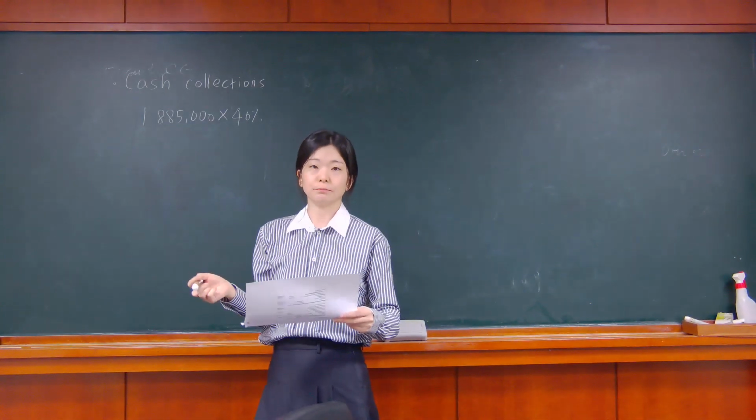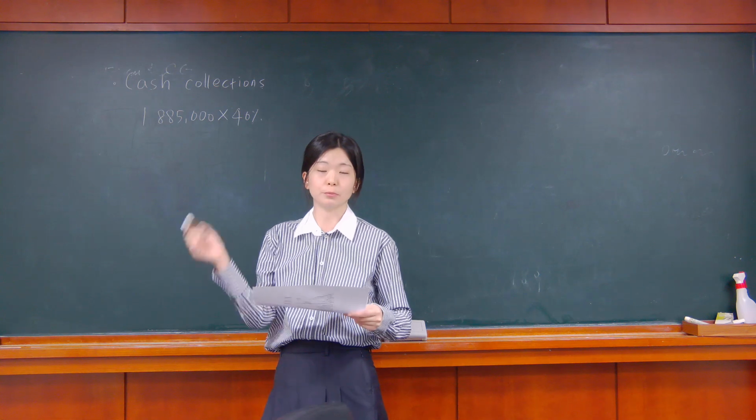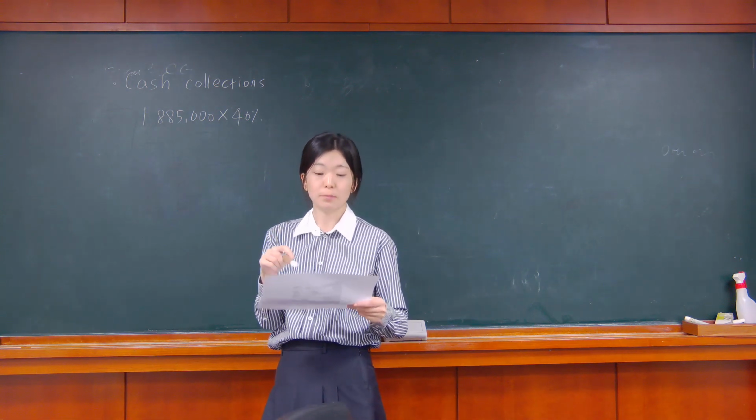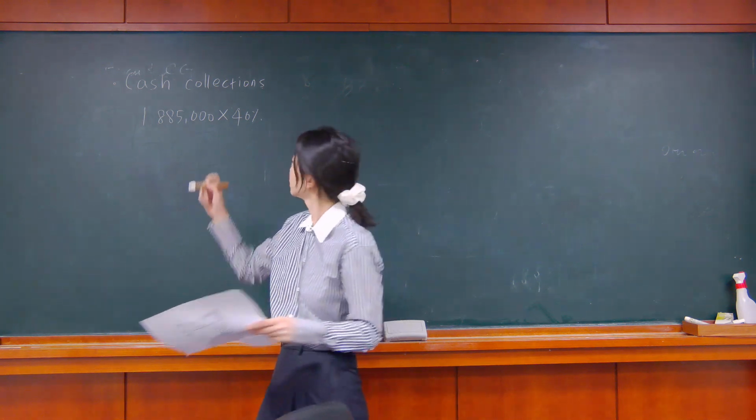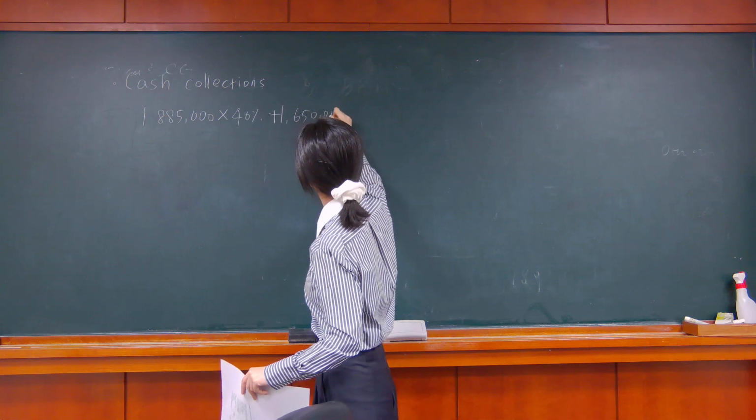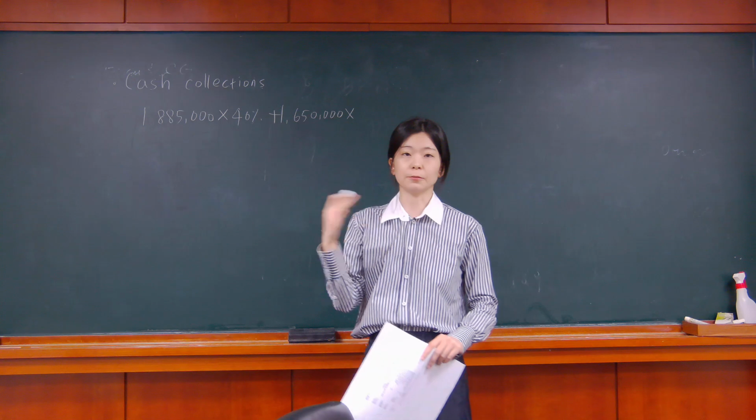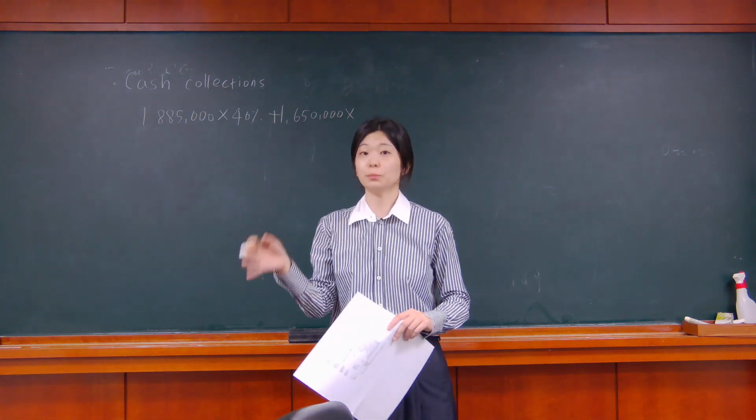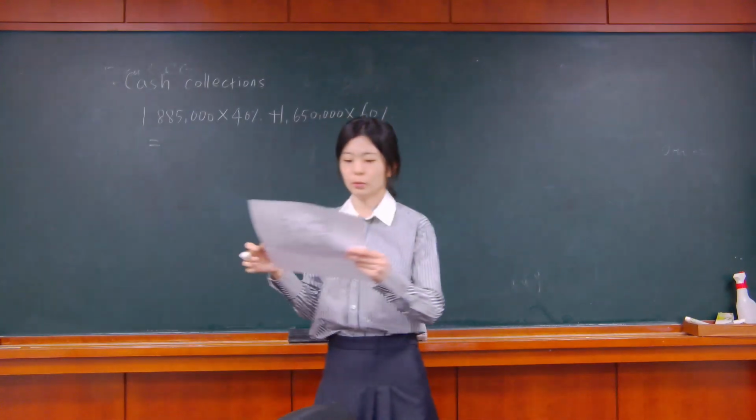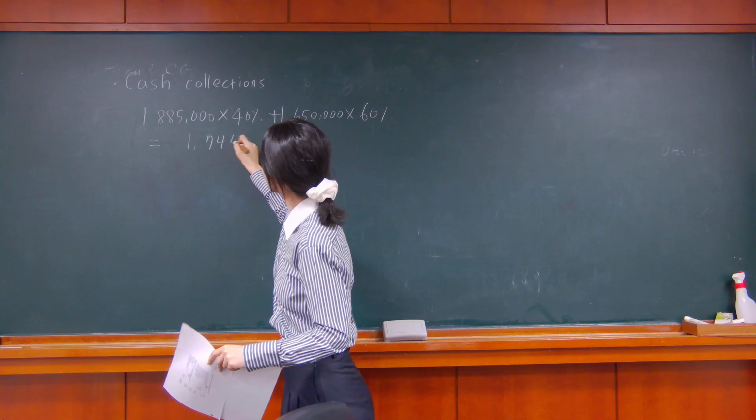And then the remaining. So if you see the second table, there is the budget information from the previous month in December 2020. The budgeted sales is $1,650,000. And these are going to be collected in the following month, which is January. So the 60% of them. So when we calculate this, we have $1,744,000.